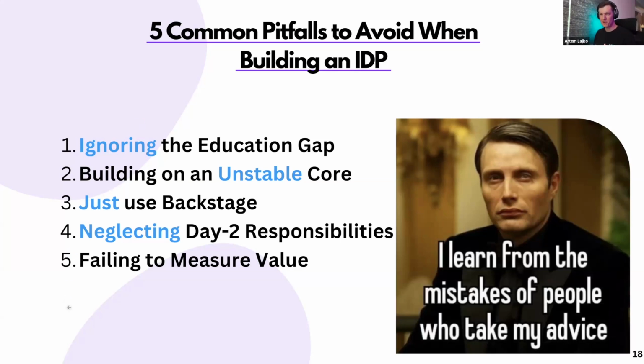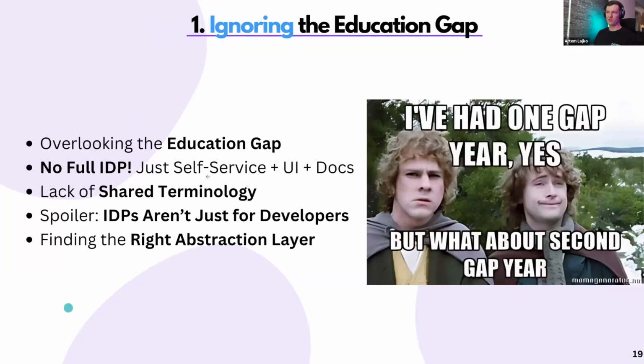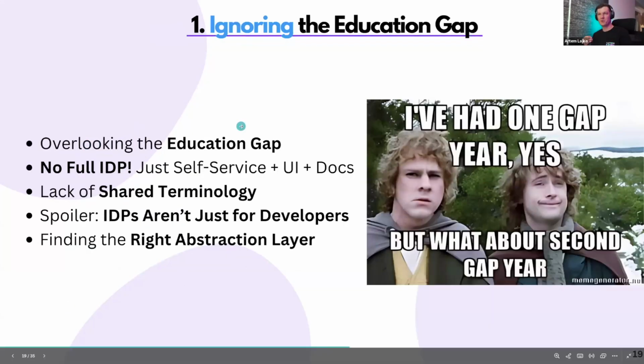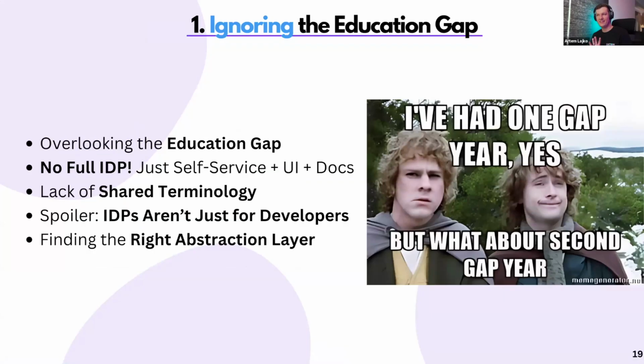If you say, okay, I'm going to build it on my own, you should try to avoid these 5 common pitfalls. For example, ignoring the education gap. This sounds really easy to achieve, but to be honest, if you go into a meeting and ask people about shared terminology, like what is platform engineering for you? What is a managed service? What is cloud native? Trust me, you will get from 3 or 4 people 3 or 4 different definitions. And this is what I mean by that. Try not to ignore the education gap, try to close it.